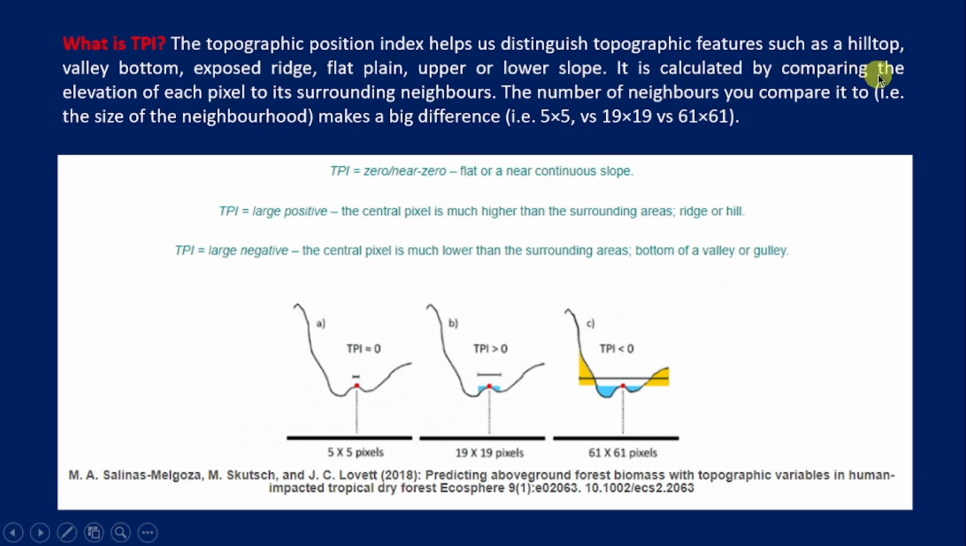It's computed by comparing the elevation of each pixel to its surrounding neighbors. The number of neighbors you compare to makes a big difference. And these are the TPI values: when the TPI value is 0 or near 0, large positive, and large negative. So these are the indicators of the TPI values.